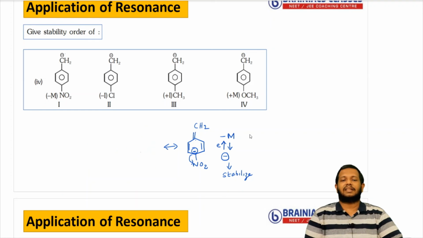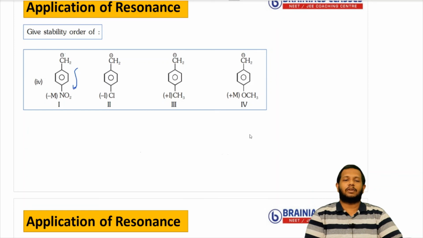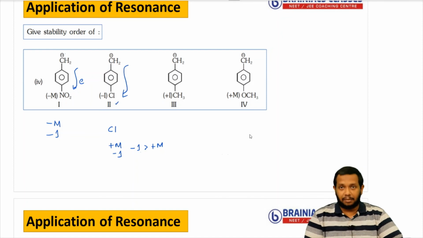Now I can say that due to the negative charge present, the NO2 group has minus I effect as well as minus M effect. So due to minus I effect also, it will attract electron in this direction and remove the negative charge. Due to minus M and minus I, this will stabilize this species. One is a stable one. Now looking at the second one, Cl, chlorine, has plus M effect and minus I effect, and I know that minus I dominates over plus M. So due to the dominant minus I effect, it is removing the negative charge and making the second one stable.